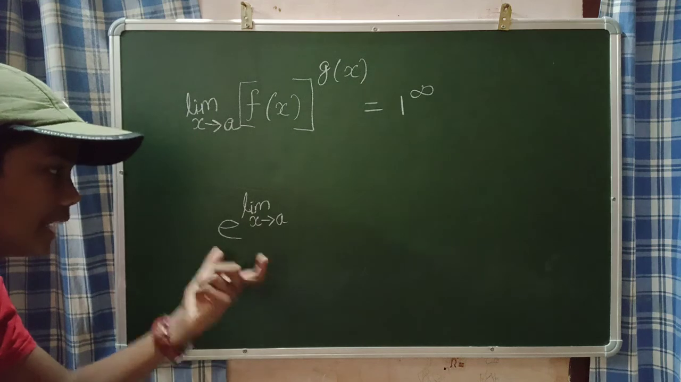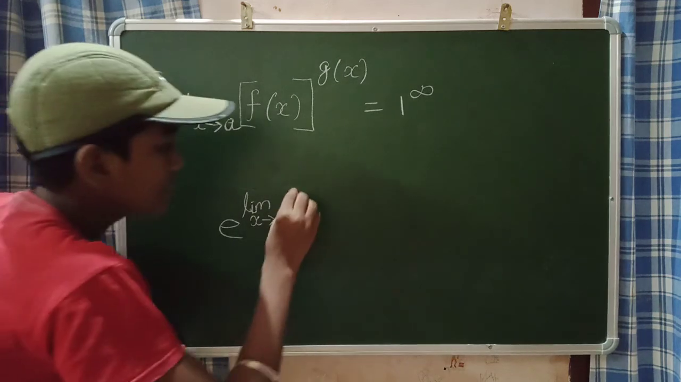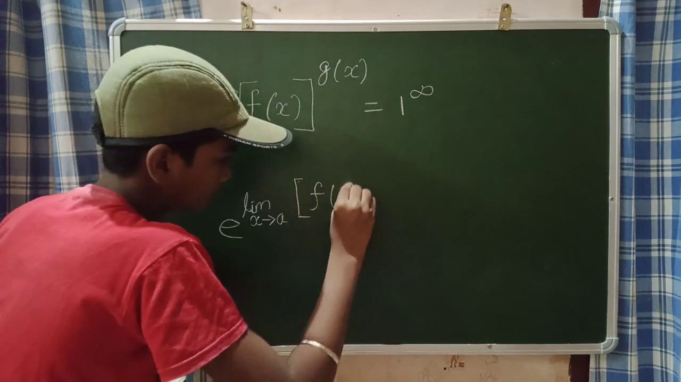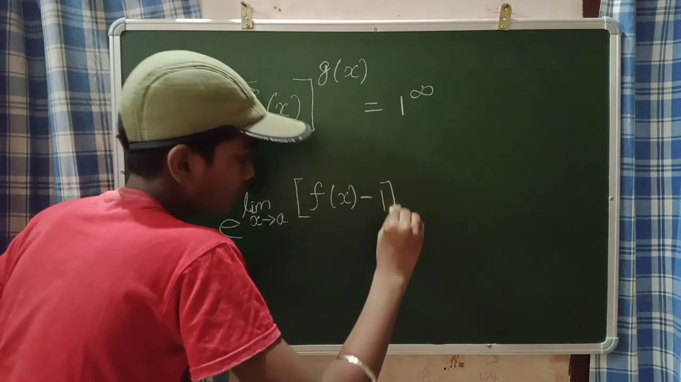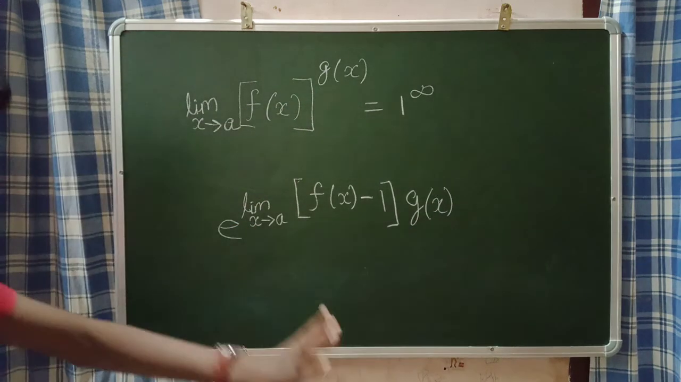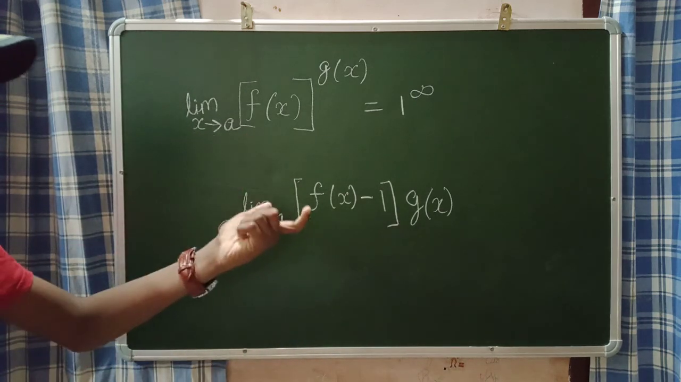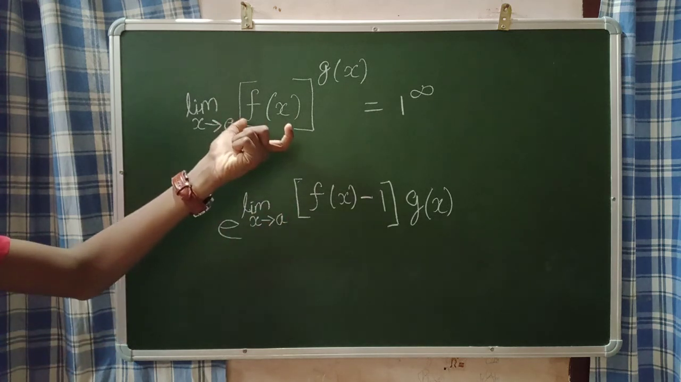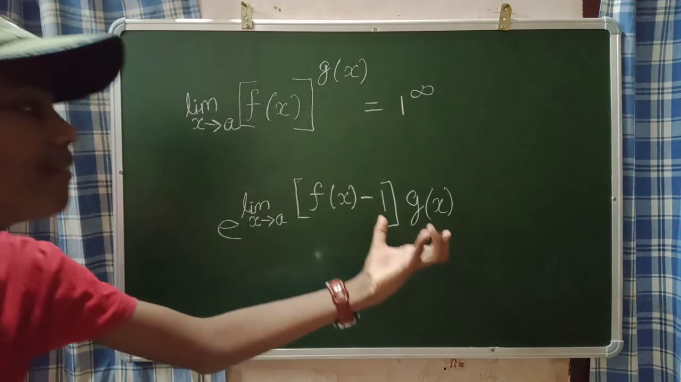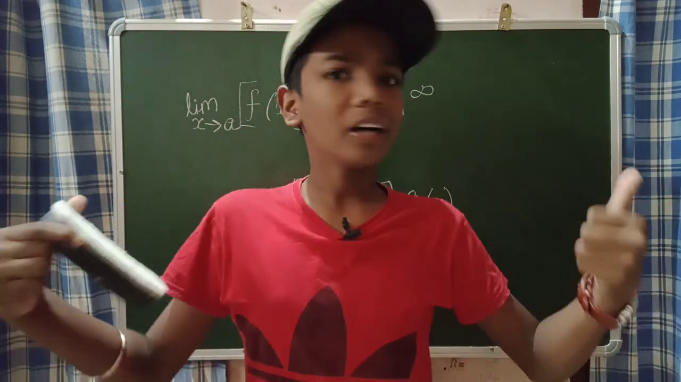Now, e to the power same limit only, and your x tends to same value only. Then what you need to do is subtract 1 from f of x and then multiply it with g of x. What I am basically doing is e to the power limit of x tends to the same value which is a, and subtract 1 from your base which is f of x minus 1, and multiply this difference with your power which is g of x. This is what our 1 to the power infinity solving part says.